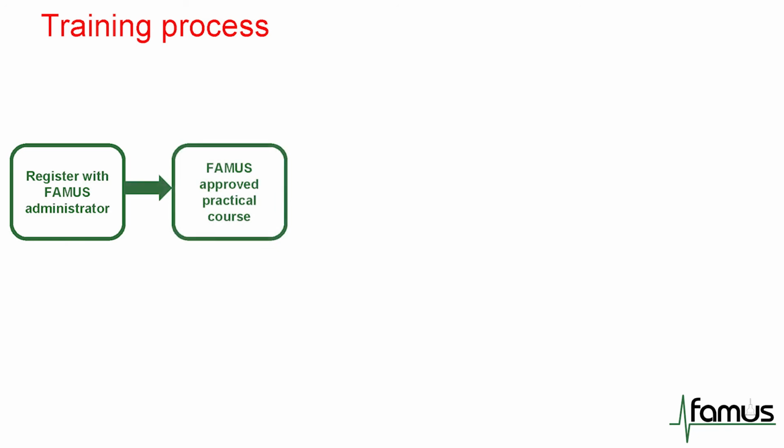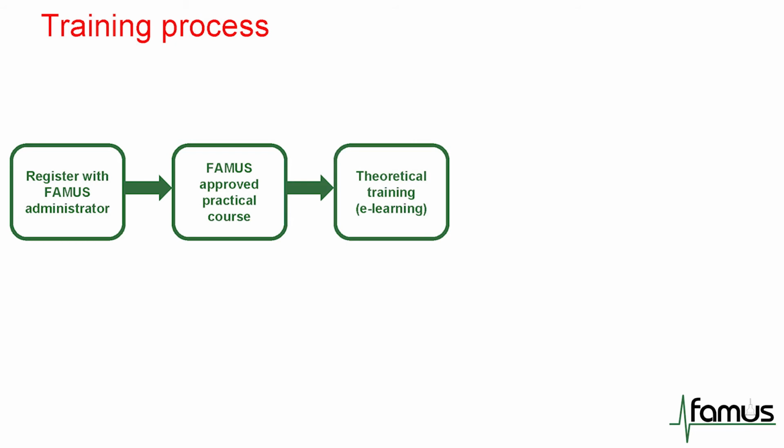So just to overview the training process, one of the first things you'll need to do is register with the FAMUS administrator, and that's available through the website. You'll need to attend a course as we've talked about, or certainly undertake the online lectures as here. And you'll need to complete the theoretical training with the e-learning module. And within that time frame, we also would like you to find a FAMUS supervisor, which are all listed on the website, and you can contact them and see if they can overview your training process.